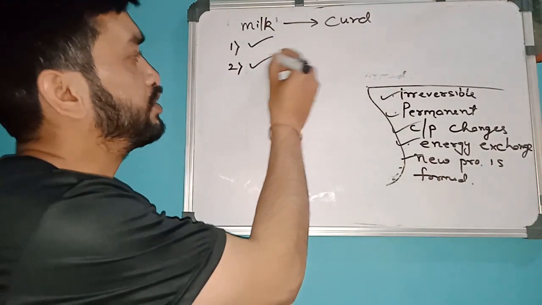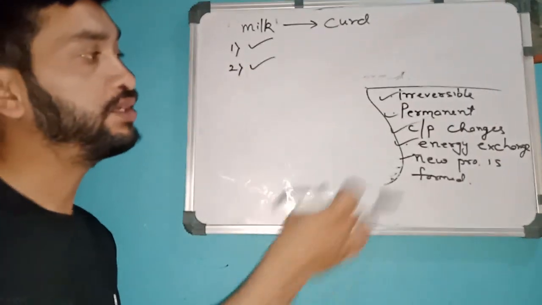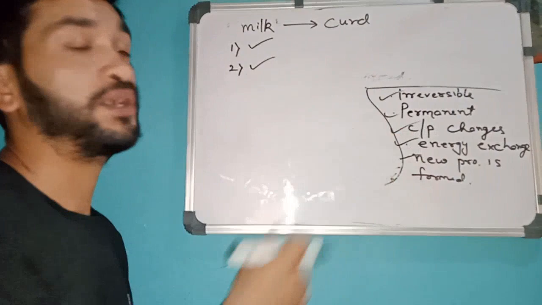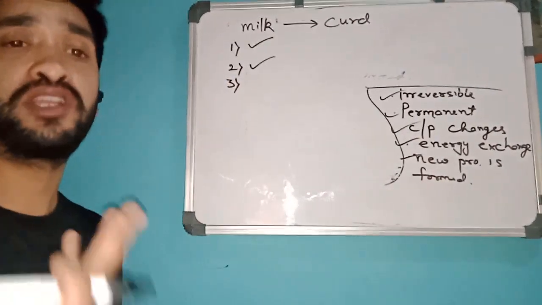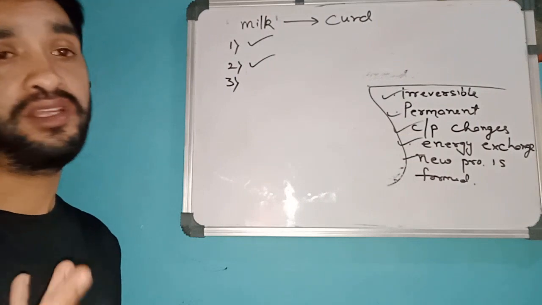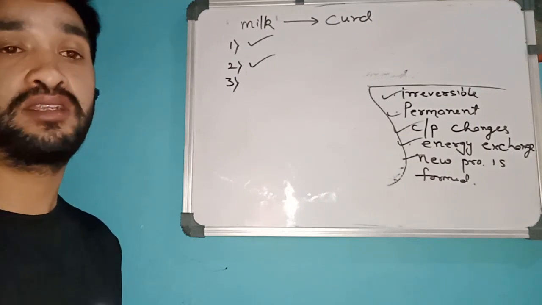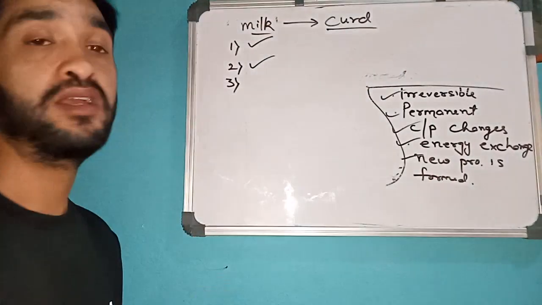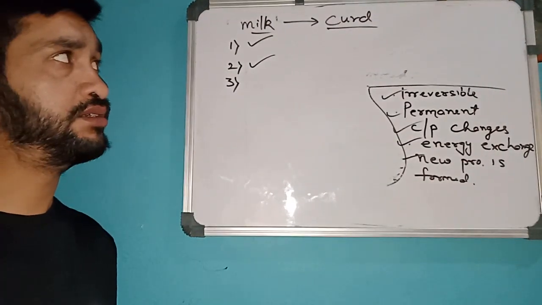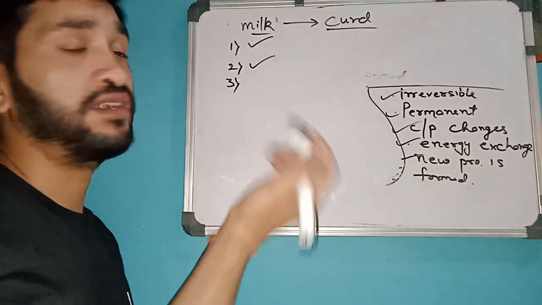Okay, so second point is verified. Third point, chemical composition and property changes. Definitely changes. Why? If you taste milk and if you taste curd, you will easily get to know, even if you don't see what you are drinking, just by the taste you will get to know which is curd and which is milk. Why? Because the chemical composition has changed. Curd is a little sour in taste, and fat content is more.